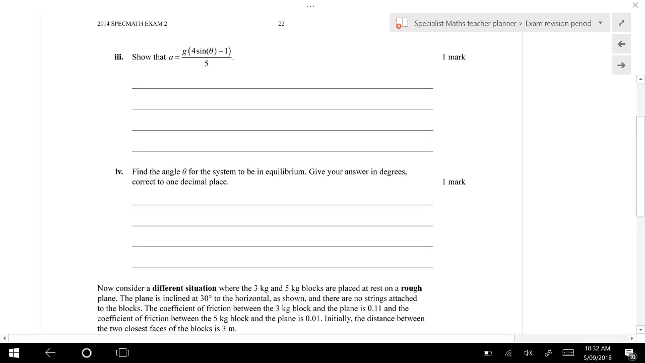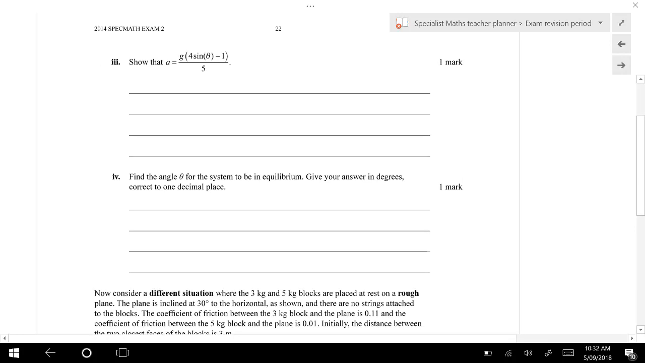Showing that the acceleration is. So what I'm going to say is equation 1 plus equation 2. I'll say see previous page. I don't see why you couldn't do that. Why couldn't you do that? I don't see any reason.